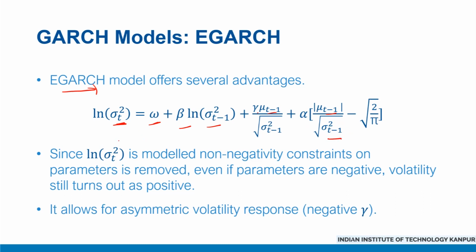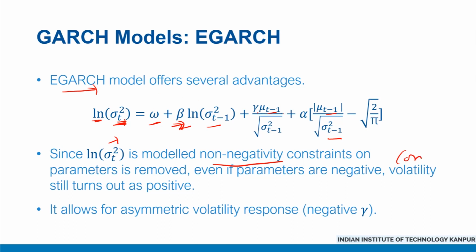In this model, notice that the estimate of volatility is modeled in the form of natural log. And therefore, the non-negativity constraint is removed, because even though the parameters can be negative, the estimate of volatility may still be positive because of this log. So this model can afford negative parameters. That is a very useful property. And the conditional volatility estimate will still turn out positive.